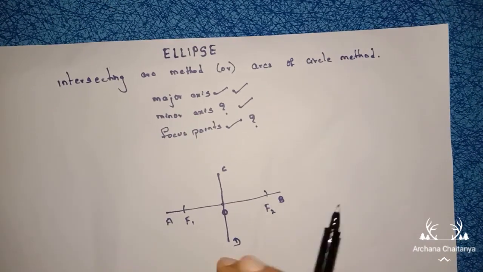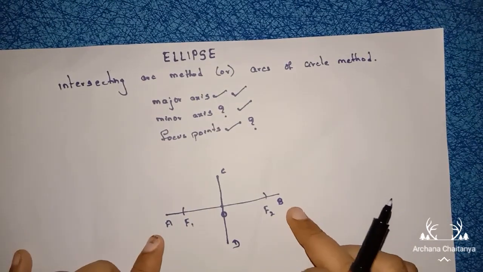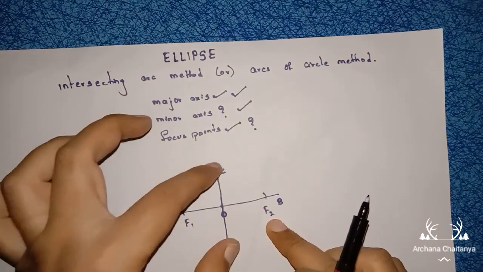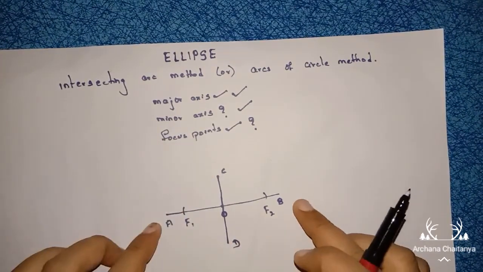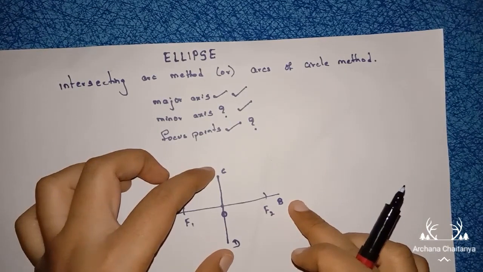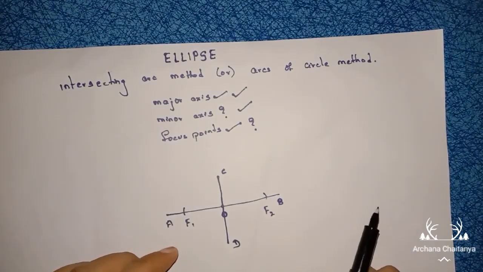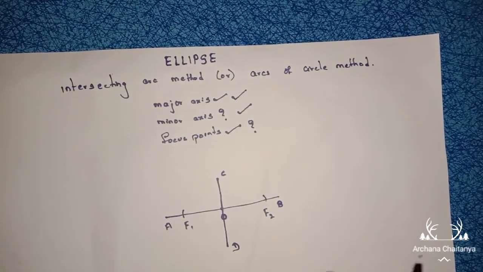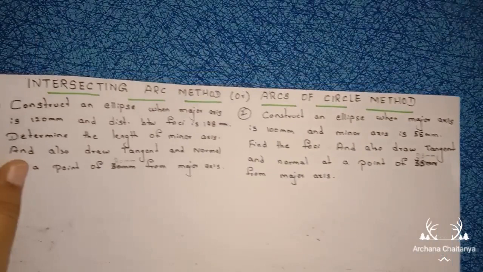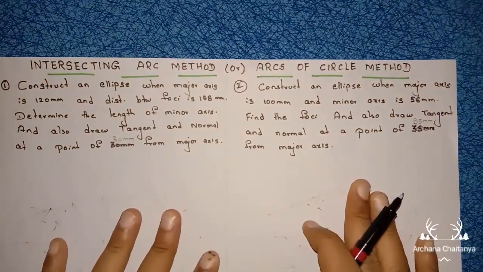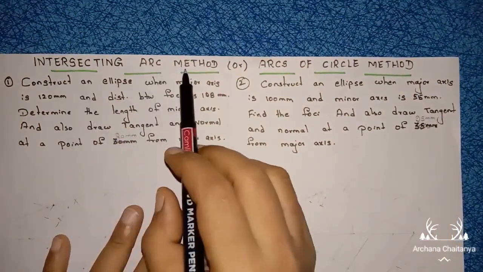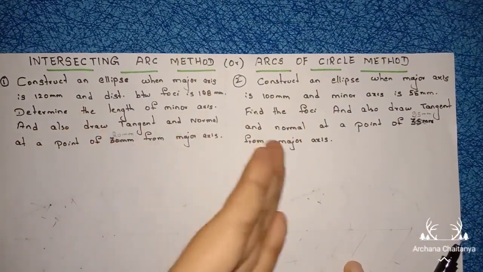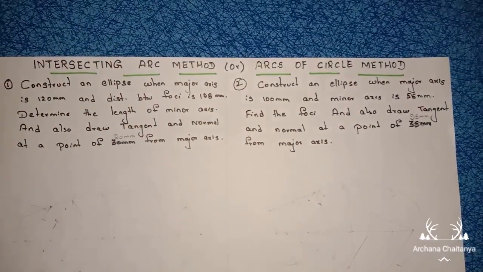As I said already, in the question they will mention any two. Suppose they mention major axis and distance between focus points, you have to find the minor axis. Or if they mention major axis and minor axis, you have to find the focus points, right? So this is the intersecting arc method or arcs of circle method. Now let us see the questions. I wrote 2 questions here, question 1 and question 2. Now let us read the question.